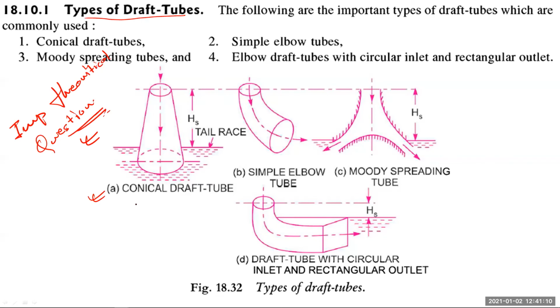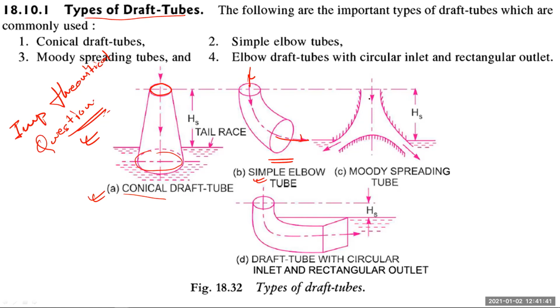You can see here there is one conical draft tube. No explanation is required, you only need to draw all the different types of draft tubes. This is the simple elbow. In the conical one, there is a smaller diameter and a bigger diameter, similar to the frustum of a cone. When it becomes elbow type, it means the flow is changing its direction by 90 degrees. This is your elbow type.